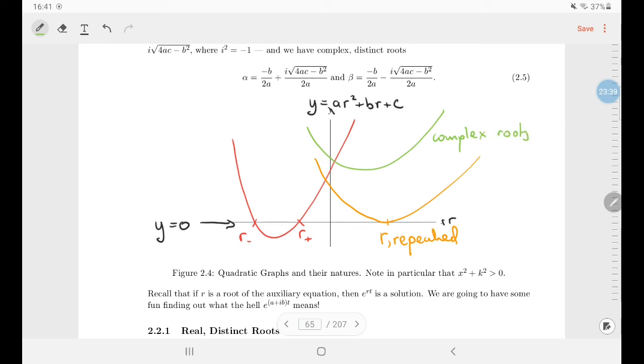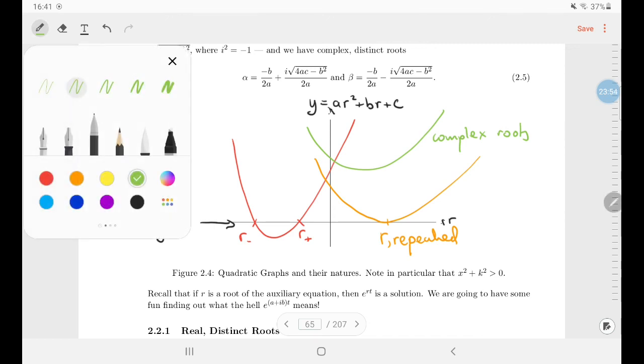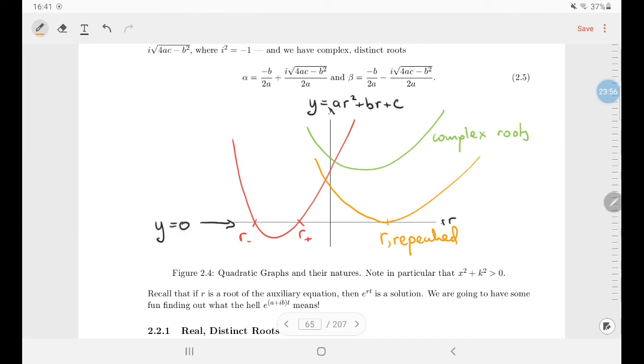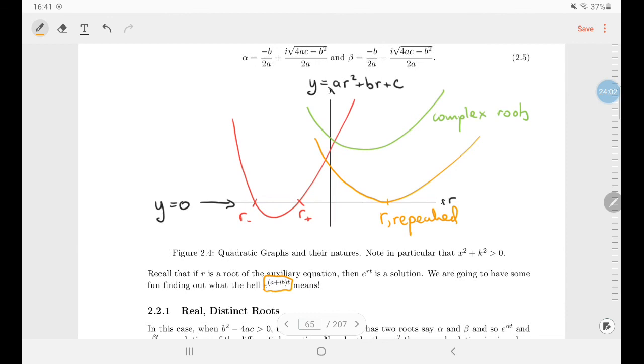We're going to have trouble with the repeated root, because we need two different ones. So the red one is easy. The orange one is hard. The green one is good in the sense that you get two different roots, but you're going to be in a world of pain figuring out what this means. Well, I think it's cool. And that's what we'll start doing next week.